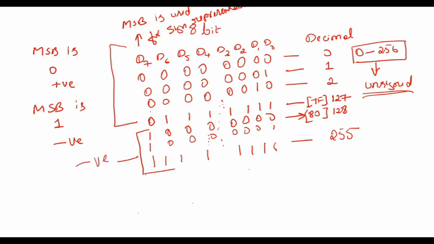So what I mean to say here is anything between 00 to 7F is positive, because MSB is 0. Okay, this is positive. And anything between 80 to FF is negative. It is negative.